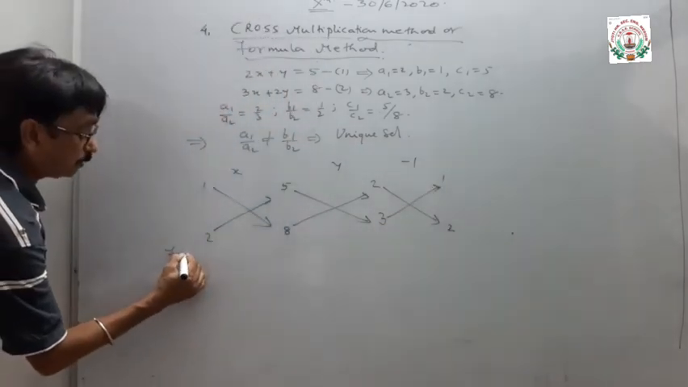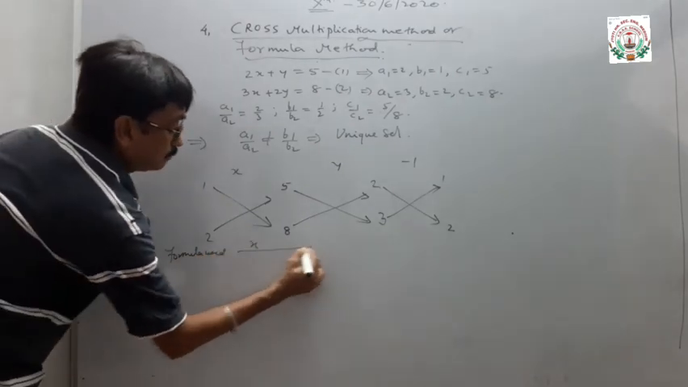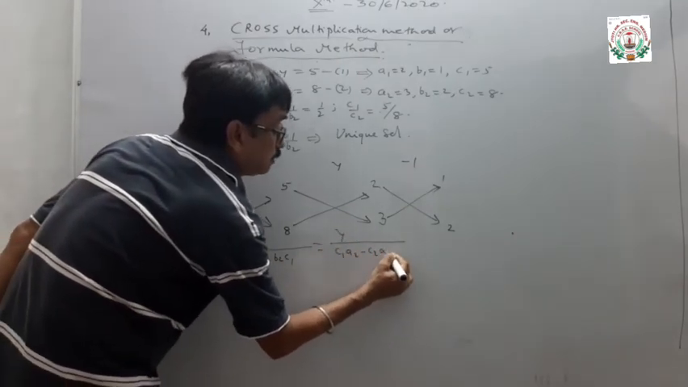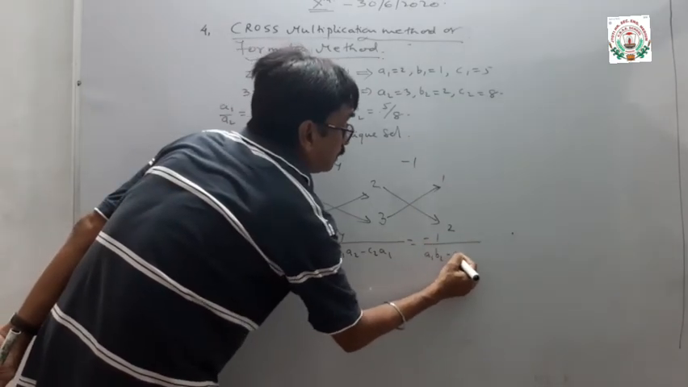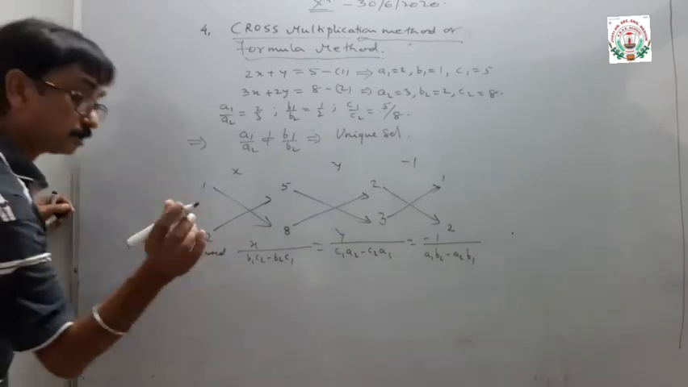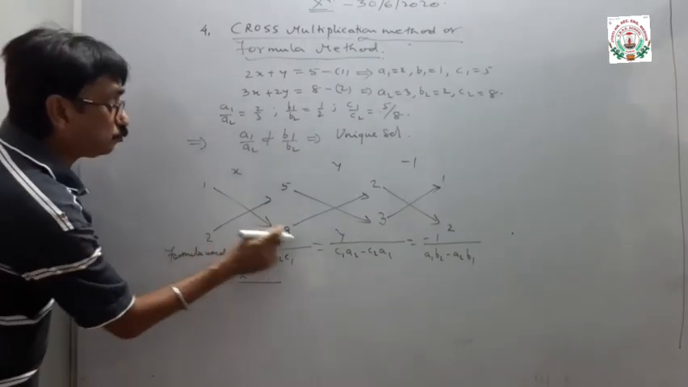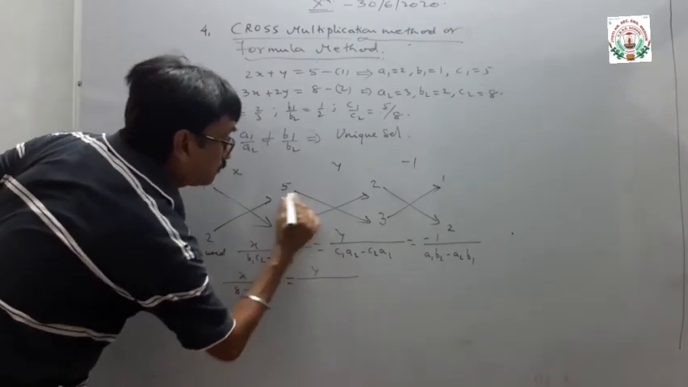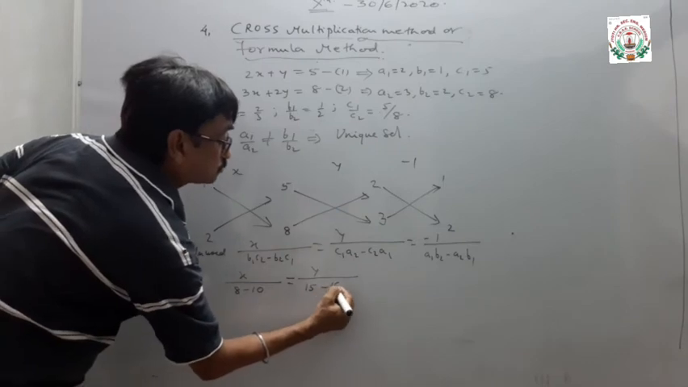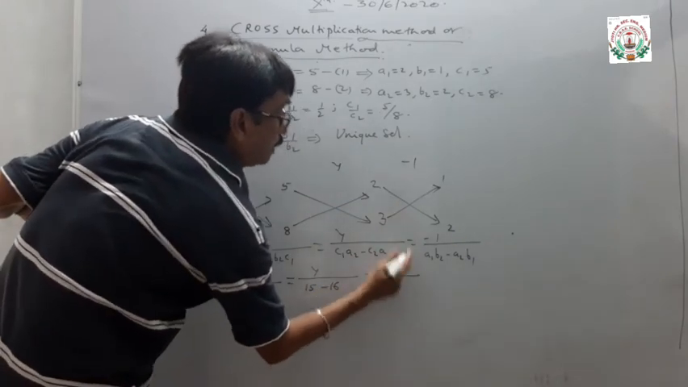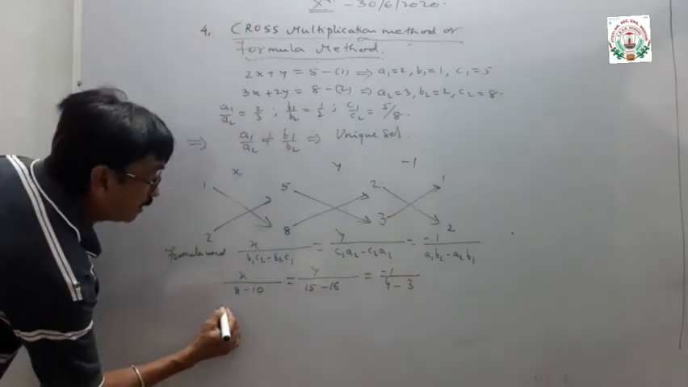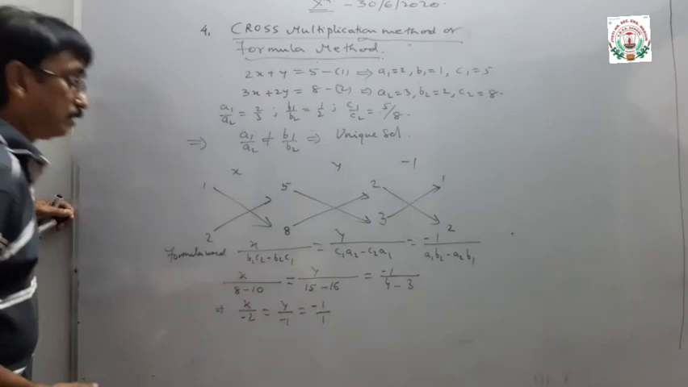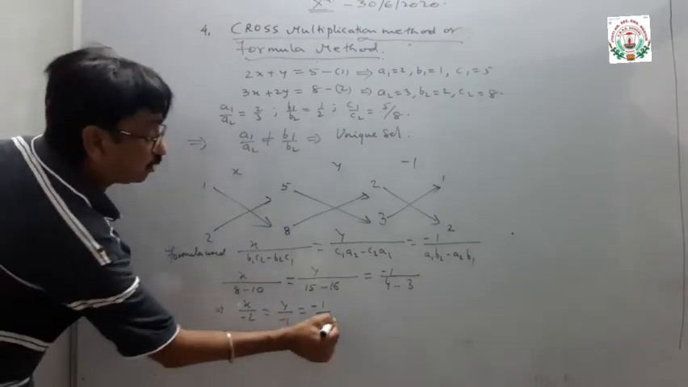So our formula is: x upon b1 c2 minus b2 c1, y upon c1 a2 minus c2 a1, minus 1 upon a1 b2 minus a2 b1. Now x upon: 1 into 8 is 8, minus 2 into 5 is 10, with minus in between. y upon: 5 into 3 is 15, minus 8 into 2 is 16, and minus 1 upon 2 into 2 is 4 and 3 into 1 is 3, with minus in between. So this gives x upon -2, y upon -1, upon 1.